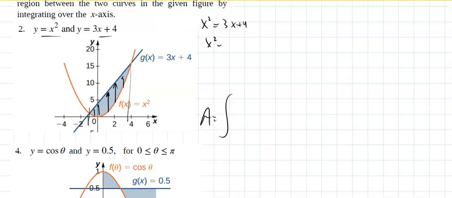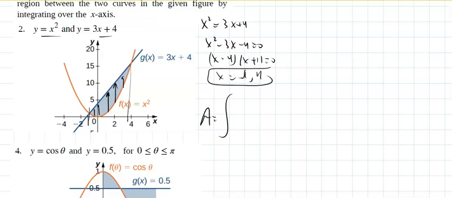And that means, where does x squared minus 3x minus 4 equal 0? That's when x minus 4 times x plus 1 equals 0. So x equals negative 1 or 4. Okay, so this is really at 4, and this is really at negative 1. So if I run the integral from negative 1 to 4, and if we're running with respect to x vertically, that's dx. That's why it's x equals negative 1 to x equals 4.